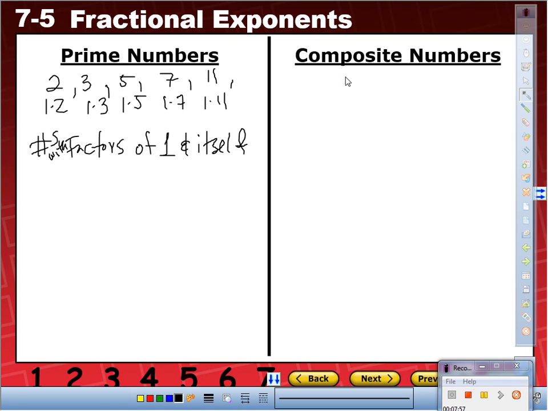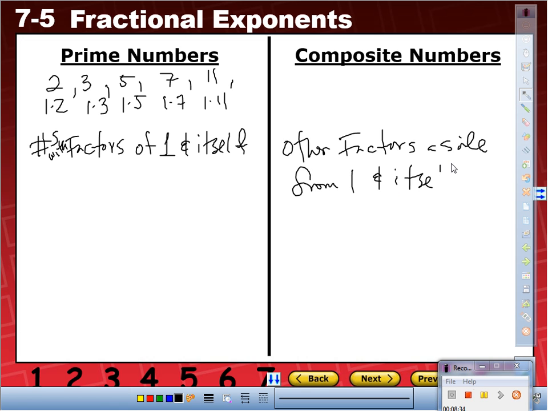Now composite, what are those? Well, they're not the opposite, but something that is not a prime. Primes only have factors of 1 and itself. Composites have other factors aside from 1 and itself.